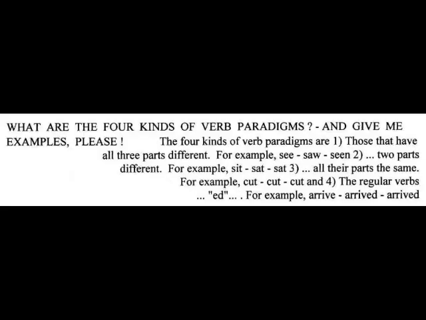What are the four kinds of verb paradigms? And give me examples, please. The four kinds of verb paradigms are 1. Those that have all three parts different. For example, see, saw, seen. 2. Those that have only two parts different. For example, sit, sat, sat. 3. Those that have all their parts the same. For example, cut, cut, cut. And 4. The regular verbs that add the letters ed to form their past and past participles. For example, arrive, arrived, arrived.